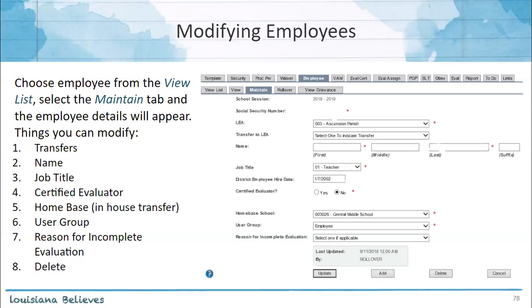So modifying an employee: if you need to transfer someone, if you need to change their name due to marriage or whatever, if they have changed their job title, if they are now an evaluator. When we roll people over, we do not roll over the evaluator yes. Everybody starts the year as evaluator no. You can change their site, you can change their user group, and then you can put in their incomplete evaluation reason. You can also delete the selected person by clicking the delete button twice.